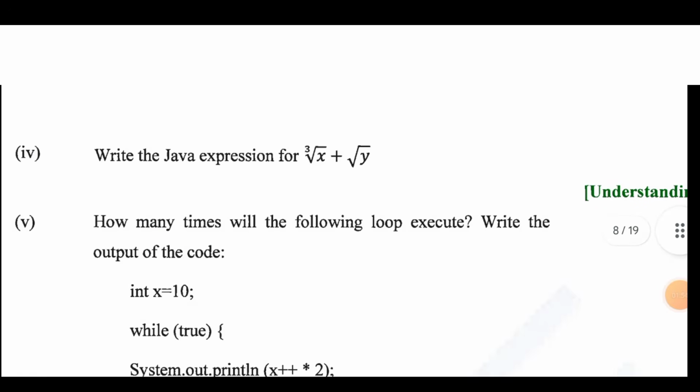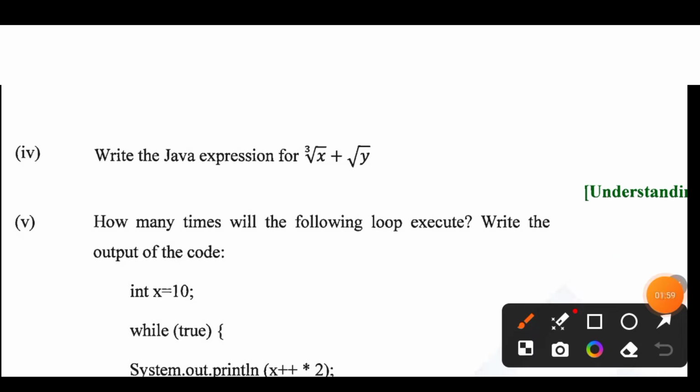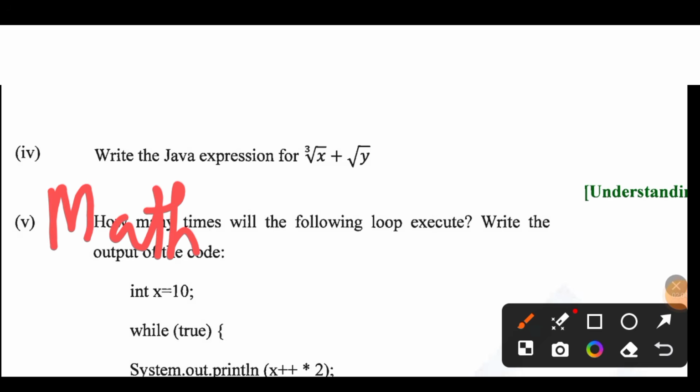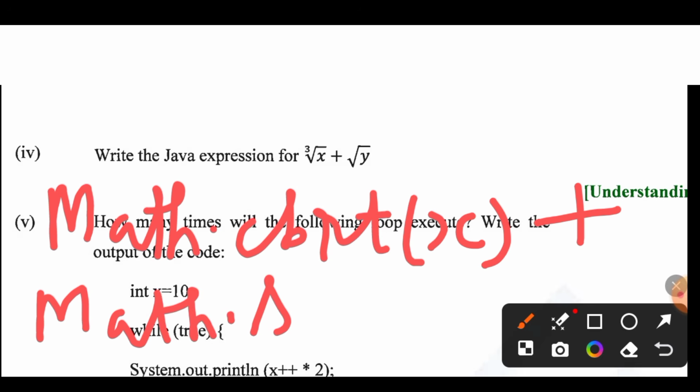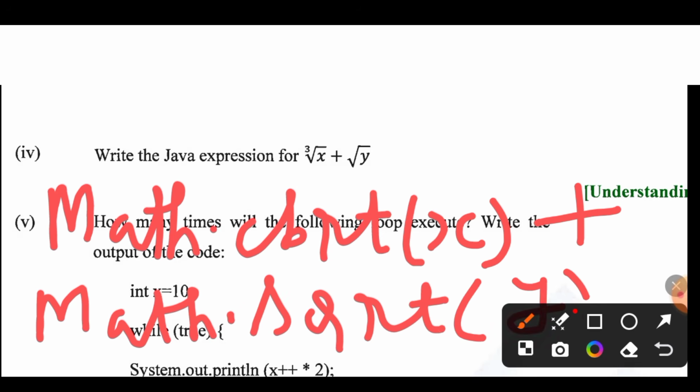Now we have to write the Java expression for the following. Let us write that it is cube root x. So we will write Math. In Math, M has to be capital, and for cube root we have cbrt, and x has to be passed. Then the plus symbol. Then the next one is square root y, so we have to use Math.sqrt. Remember, the Math class is part of the lang package, which is a default package in Java.